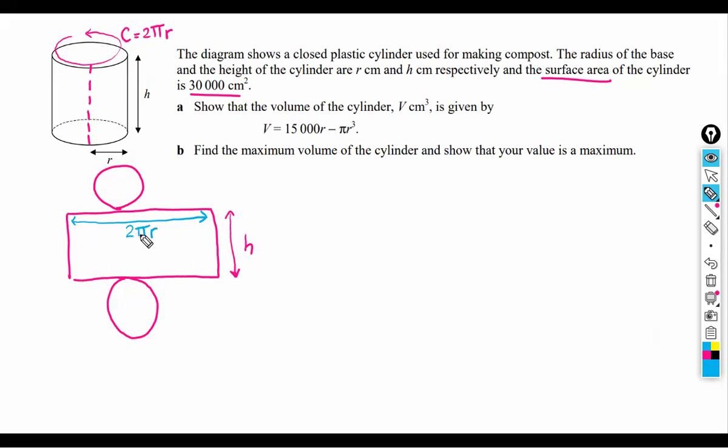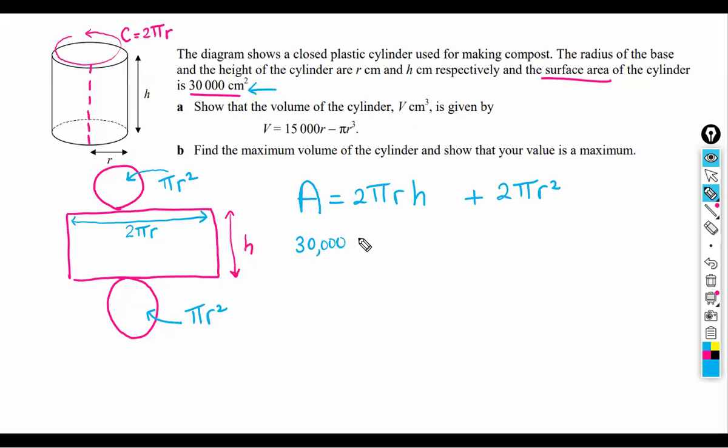So the area of the rectangle is length by breadth. We're trying to find the total area of that shape. The rectangular part is length by breadth, 2 pi r by h. Plus, we have to add the area of the circle on top and the area of the circle underneath. The area of the circle on top is pi r squared. The area of the circle underneath is what? Pi r squared. So how much pi r squared do we have? 2 pi r squared. So that is the expression for the area. And the examiner told us the area was how much? 30,000.